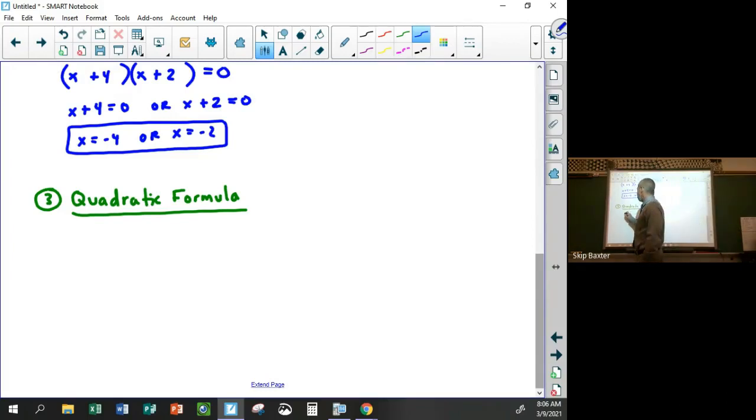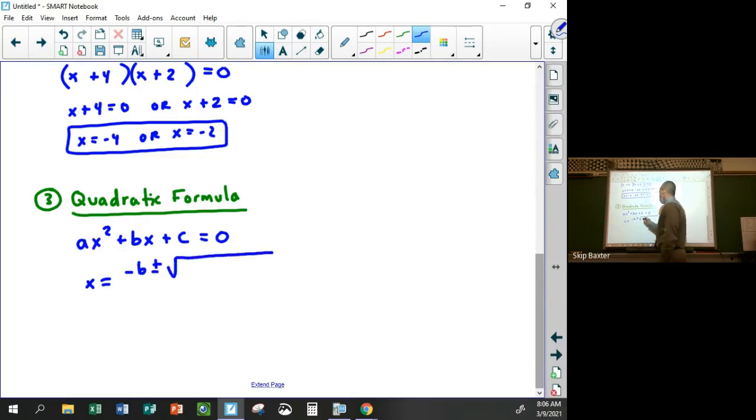If you have a quadratic equation like ax squared plus bx plus c equals 0, then the solution is negative b plus or minus the square root of b squared minus 4ac, all over 2a.